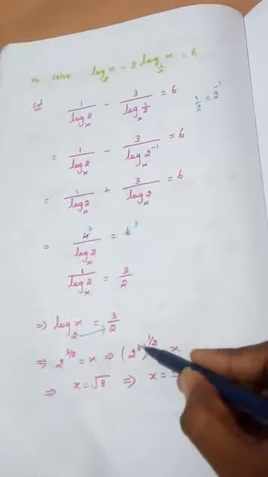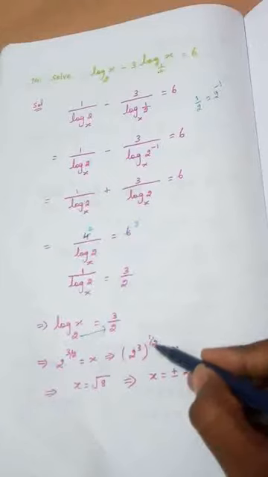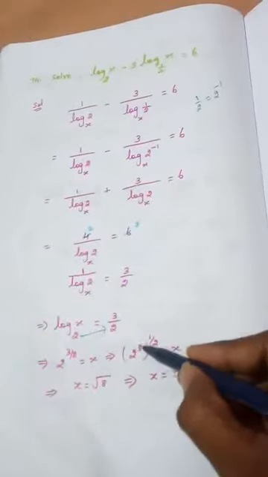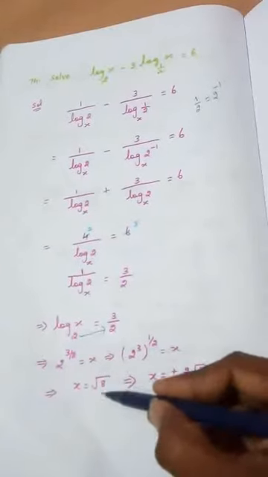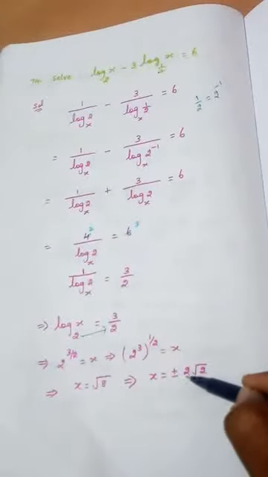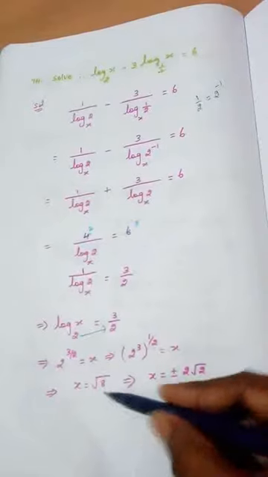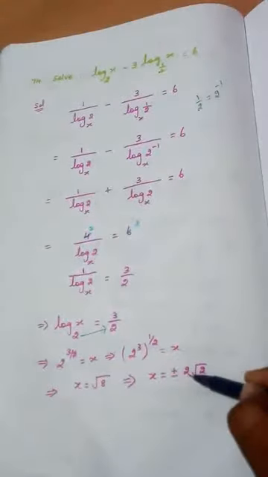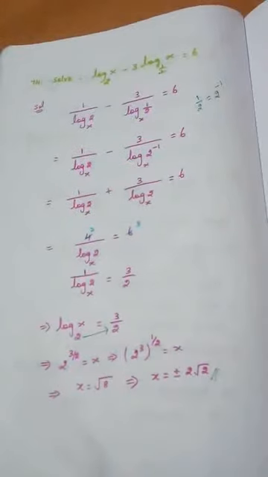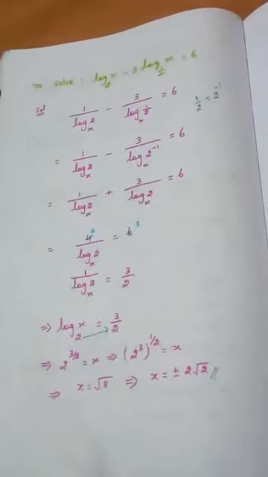2 power 3 means 8, power 1 by 2 means root, so root 8. Root 8 value is 2 root 2. Since we are taking root, put symbol plus or minus. So x is equal to plus or minus 2 root 2 is the final answer. We'll go for the next sum.